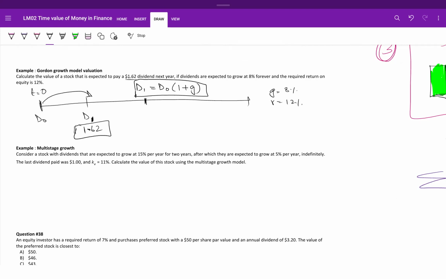The basic formula is D1 divided by the required rate minus growth. So the dividend is 1.62, and I am going to divide it by 0.12 minus 0.08. This is going to give us 1.62 divided by 0.04, which is $40.5.